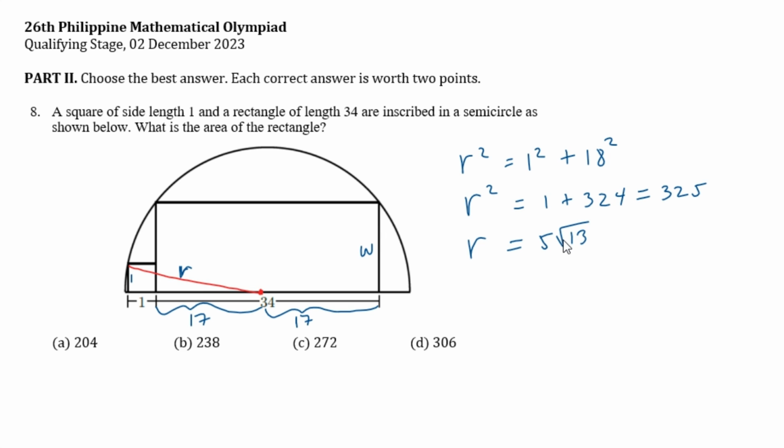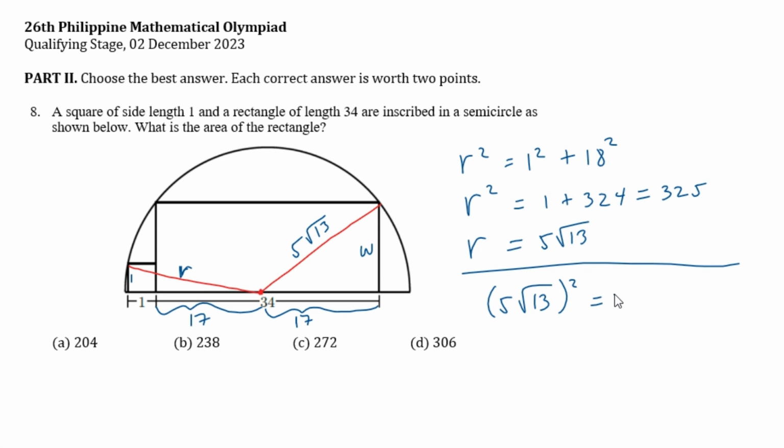Now let's connect this center to this point to create another right triangle. Since this is also a radius of the semicircle, this one is also 5 square root of 13. Now we can solve for W. So again, by applying the Pythagorean theorem, we have the square of 5 square root of 13 is equal to 17 squared plus W squared.